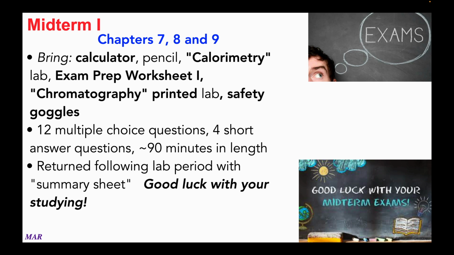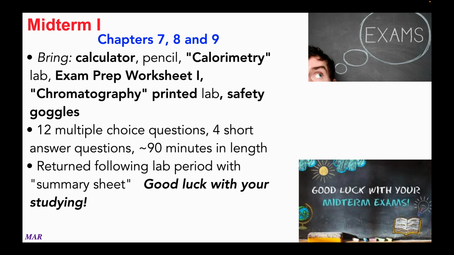And then the next time I see you, like probably the following lab period, I'll return the midterm to you with a summary sheet which says how you're doing in the class as of this time. So no big deal. The midterm will be closed note, no books or anything like that allowed. You will be allowed a periodic table, but I will provide it for you. Don't bring your own or anything like that.